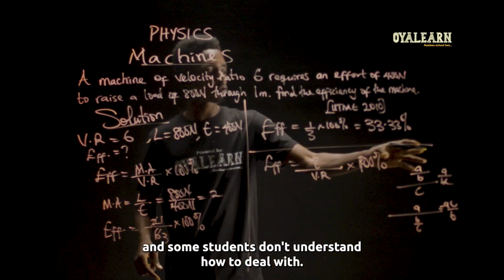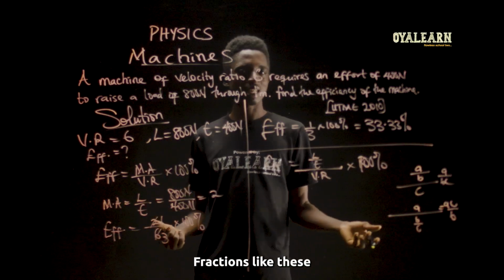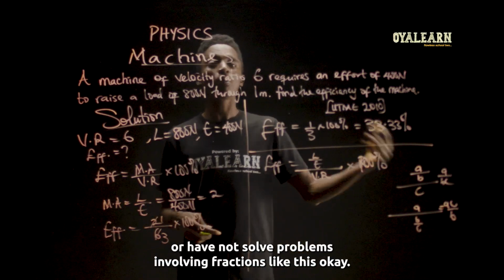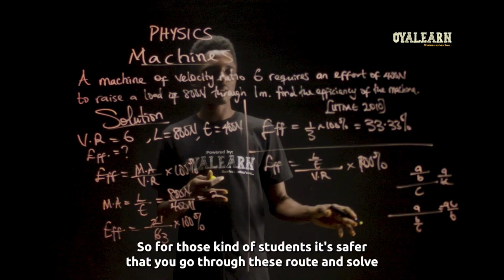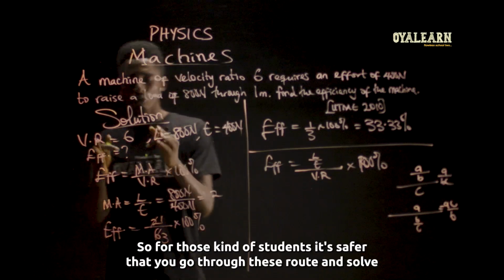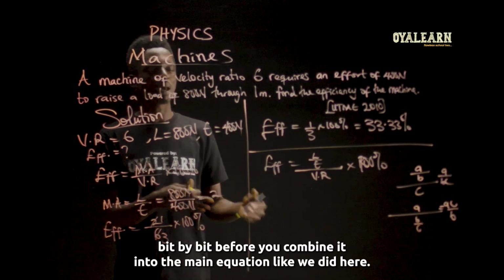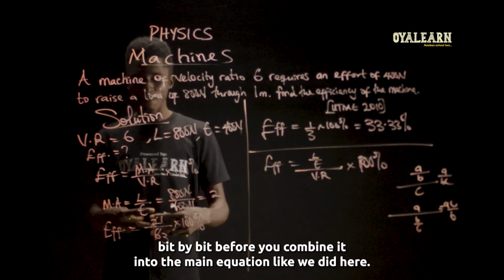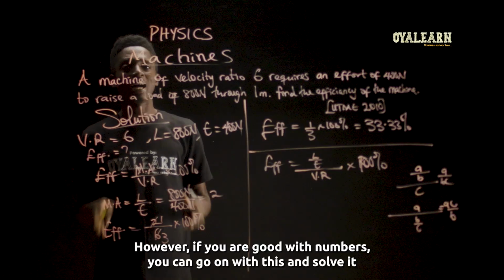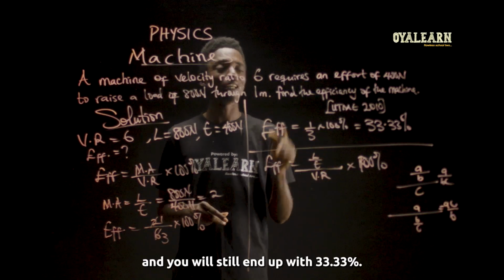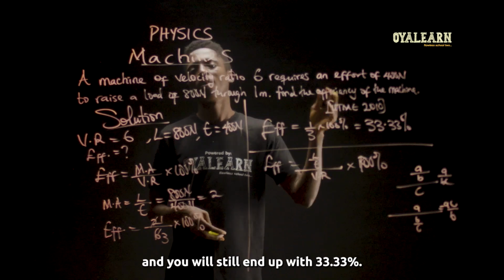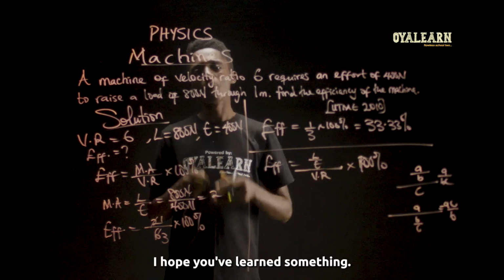And some students don't understand how to deal with fractions like this, or have not solved problems involving fractions like this. So for those kinds of students, it's safer that you go through this route and solve each of them bit by bit before you combine it into the main equation like we did here. However, if you are good with numbers, you can go on with this and solve it without problem, and you will still end up with 33.33%. I hope you've learned something.